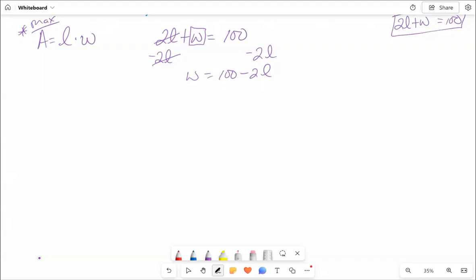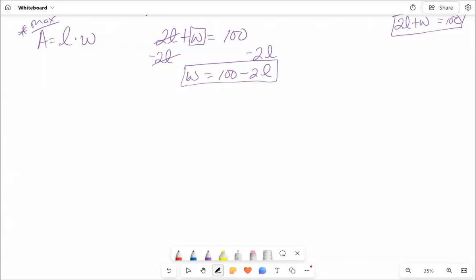100 minus 40 is 60, meaning that the width would be 60. So both this top equation, the original, and this new version, both have the same relationship between the width, the length, and the total perimeter of 100. Now, since we have this secondary equation, this is how we're going to use it.